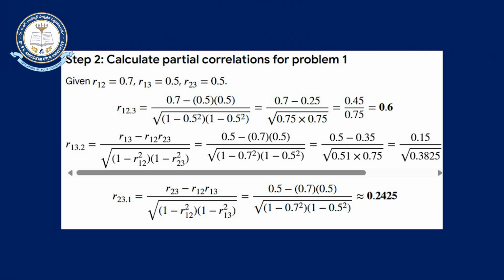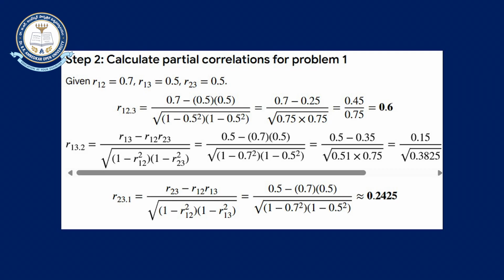So, it lies between 0 and 1. Very good. Now, R13.2. Here also, R13 minus R12 R23, divided by root over 1 minus R12 whole square into 1 minus R23 whole square. That equals 0.5 minus 0.7 into 0.5, divided by root over 1 minus 0.7 whole square, 1 minus 0.5 whole square, equal to 0.5 minus, here the product is 0.35, divided by root over 0.51 into 0.75. That value is equal to 0.15 divided by root over 0.3825. So, this also lies between 0 and 1.